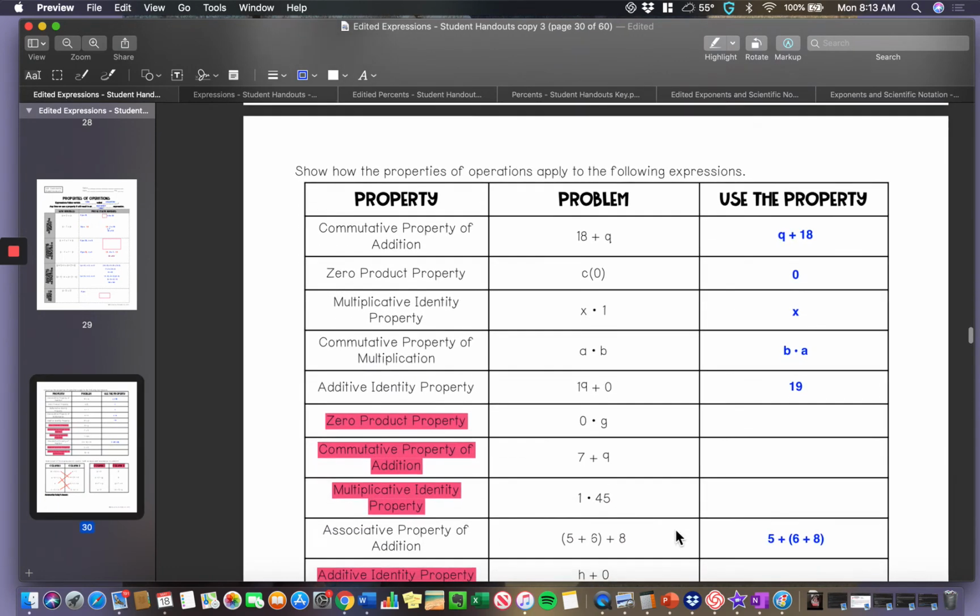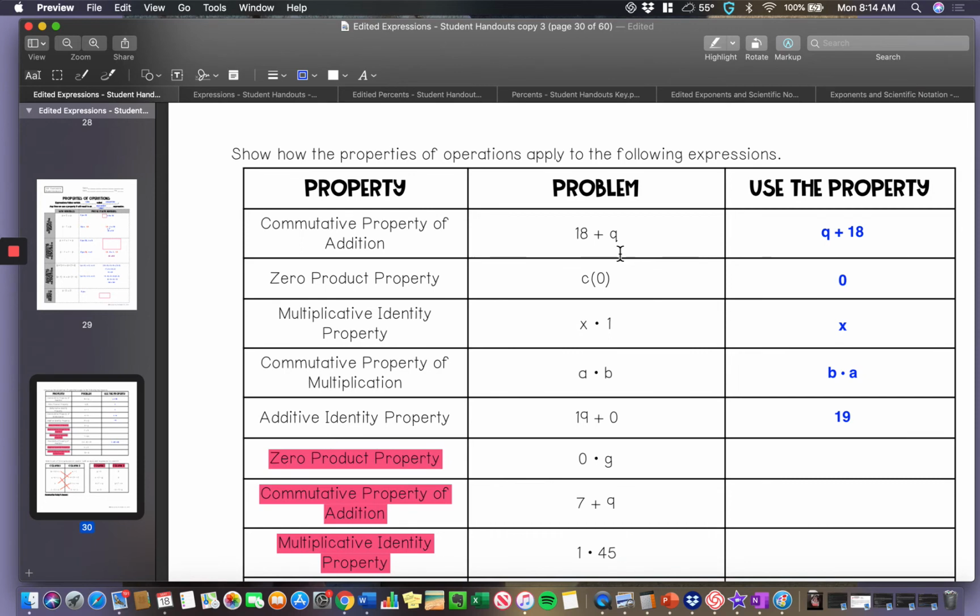On the second page of today's worksheet, it's going to say, show the properties of operations and apply the following expressions. So we have the property, a problem, and then we have to apply the property. We have to use the property. So we have the commutative property of addition. So the problem they gave us was 18 plus Q. Well, according to that property, I can just flip it around and my answer will be the same. So here's an equivalent expression. For the zero product property, we have C times 0. So no matter what number we have multiplied by 0, we're still going to get 0.